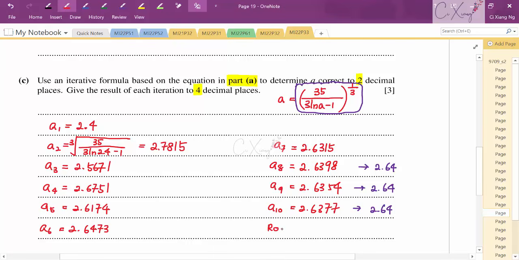So once I get 3 times repeated, for me, I will look for 3 times repeated, then I know that the root, or the value of A, is actually equal to 2.64. So this is how we use the iteration formula and the iteration method to get the value for A here.